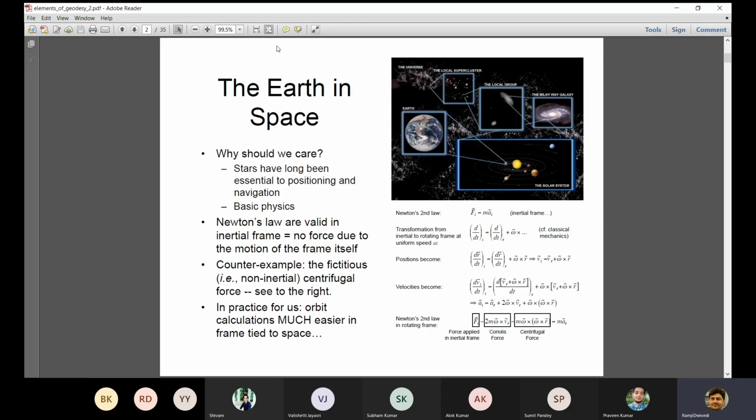So this is your Earth in space. This Earth is part of the solar system: you have the Sun, you have the Moon, you have other planets. This is where we belong. This is the Milky Way Galaxy, isn't it? You just see this beautiful view.